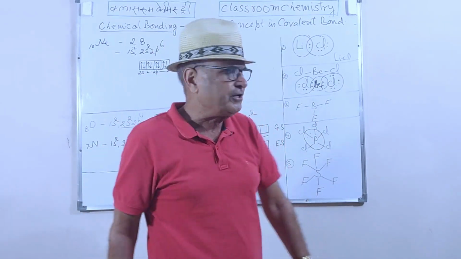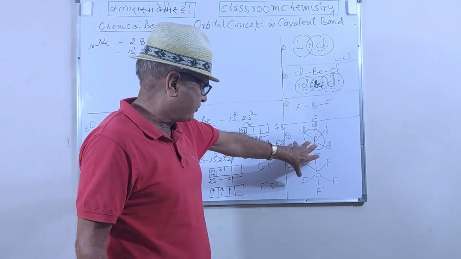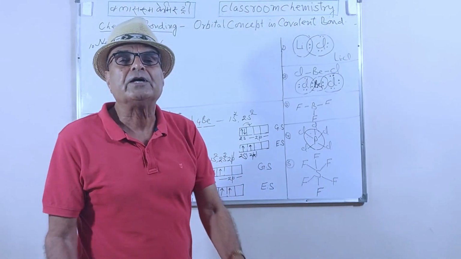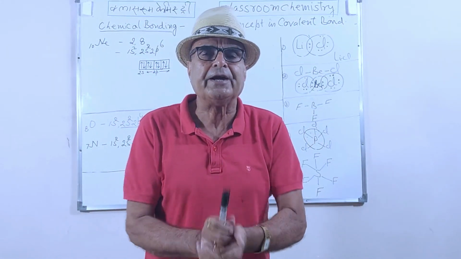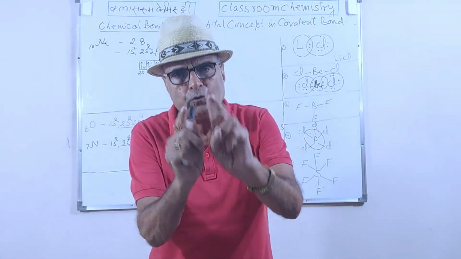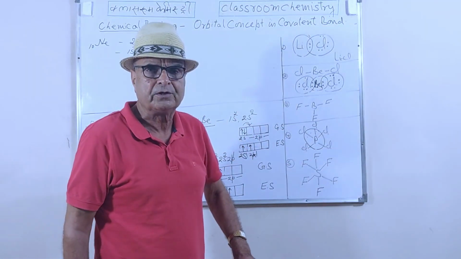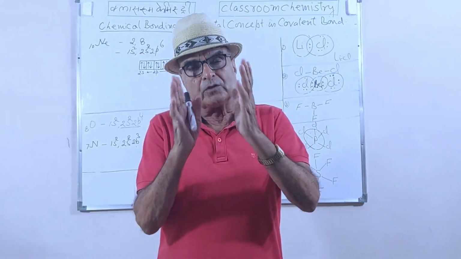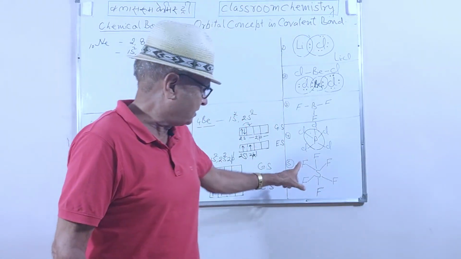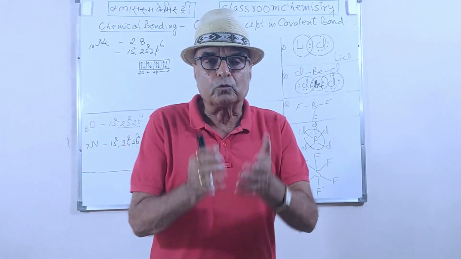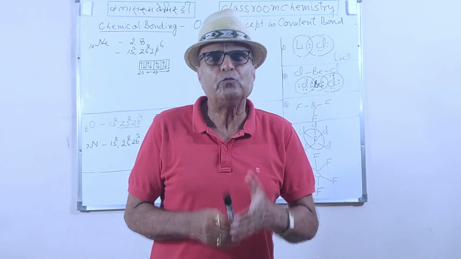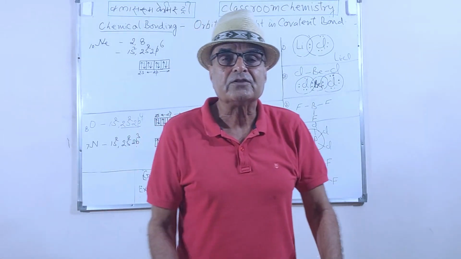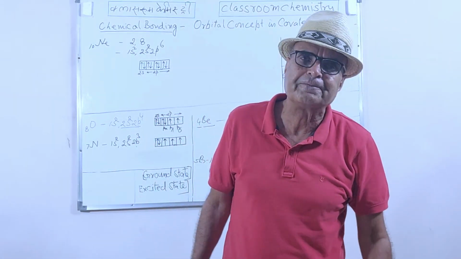And the second limitation is the extended octet. Here in SF6, there are 6 bonds and each bond is formed by the sharing of 2 electrons, so there are 12 electrons. So it is called an extended octet. So the question arises, how can SF6 be stable? To overcome this difficulty, we have introduced a new concept called the orbital concept.